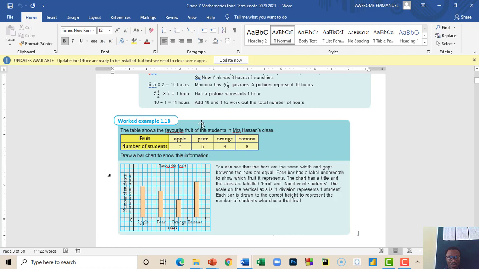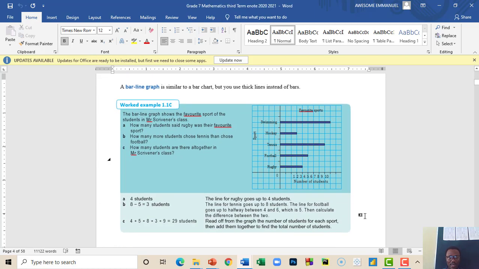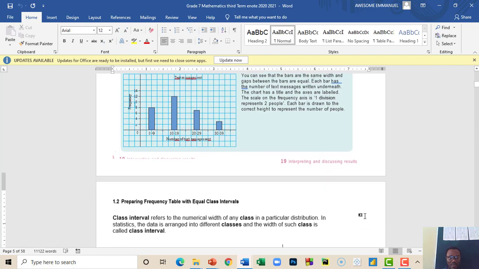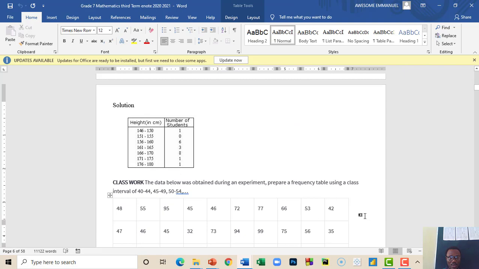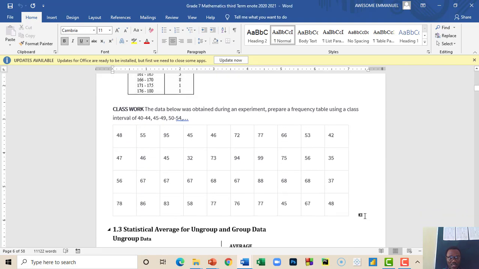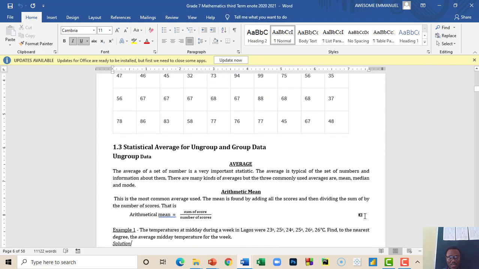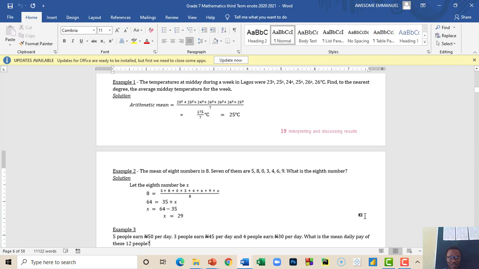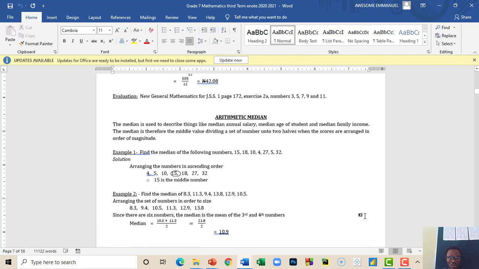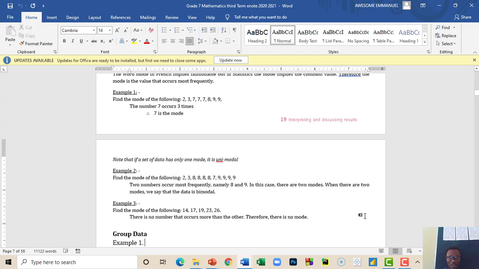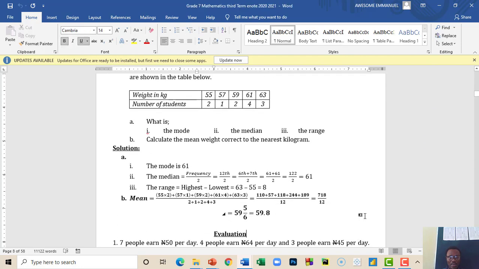So this is just a bar chart. I think I've explained bar charts before, so I'm not going to waste my time here. A line graph, like I said, is just like a revision. I picked it up because there's a particular question I want to actually explain to us. This is class interval. You may likely ignore it. This is statistical average. We have done something similar to this in the last material I showed us. Okay. Now, yeah. I think I've gotten what I was actually looking for.